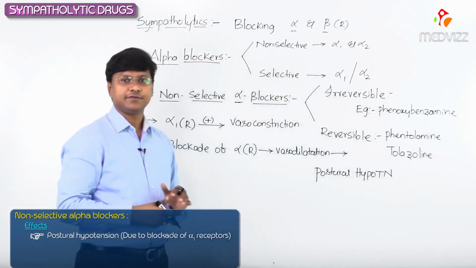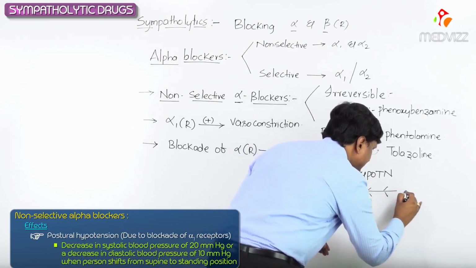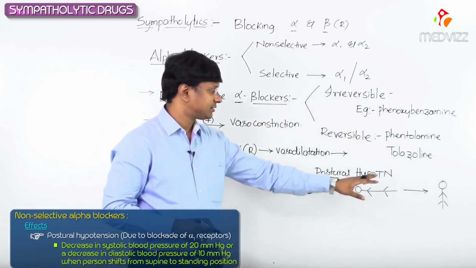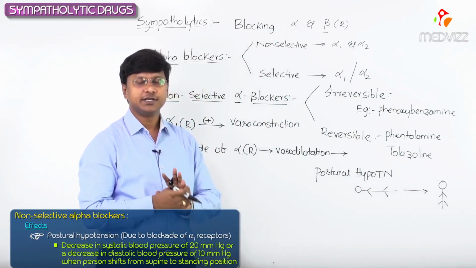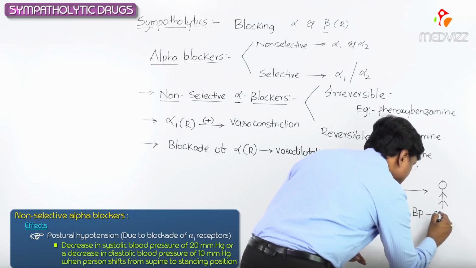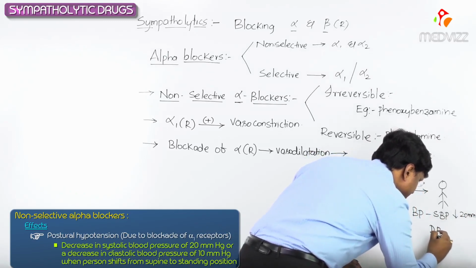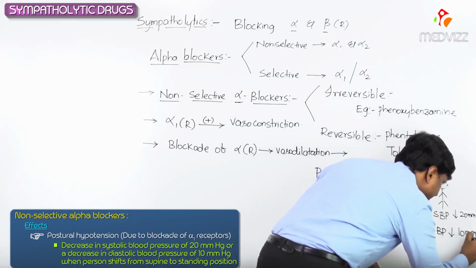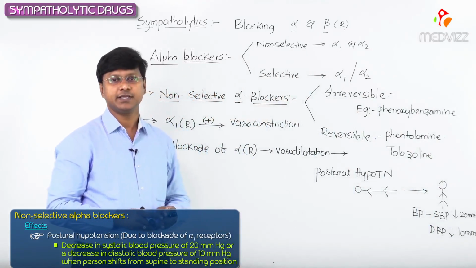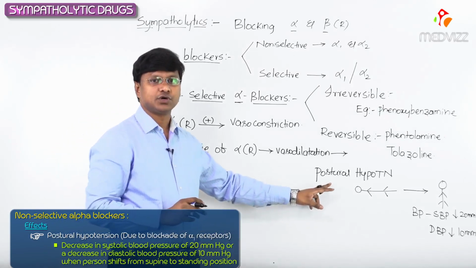Now what is the criterion for postural hypotension? When the individual turns from a supine position to a standing posture, the blood pressure reduces. The systolic blood pressure reduces by 20 millimeters of mercury and the diastolic blood pressure reduces by 10 millimeters of mercury. So remember, these agents result in vasodilatation and also cause postural hypotension.